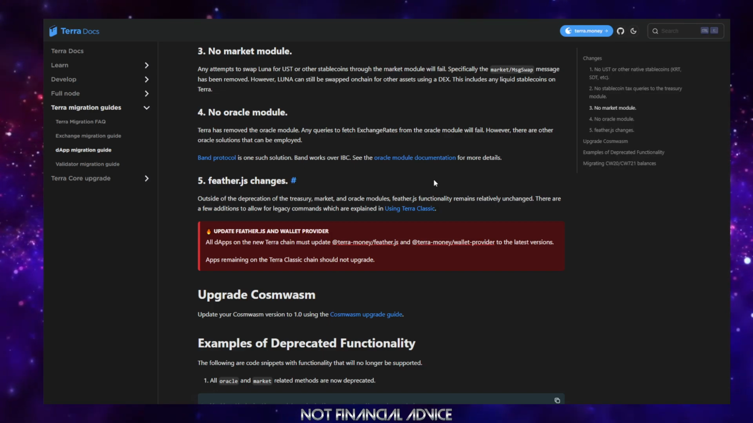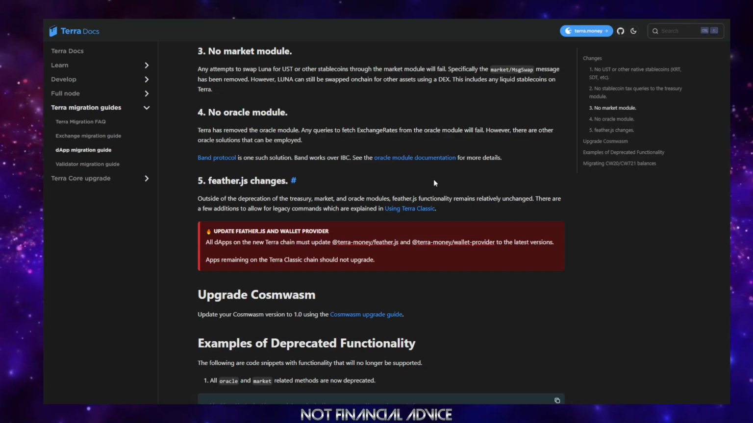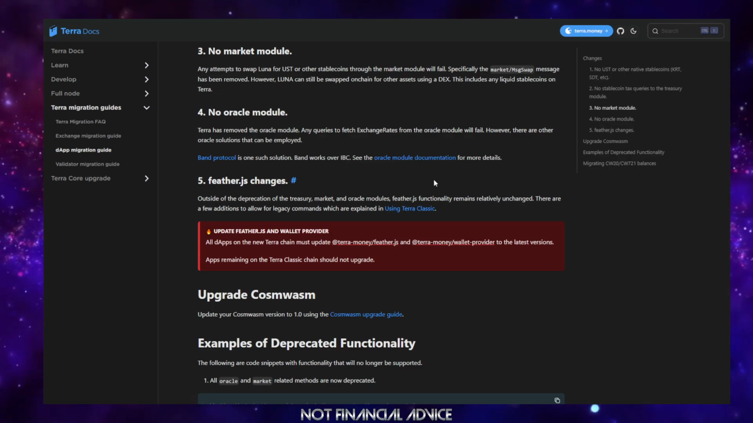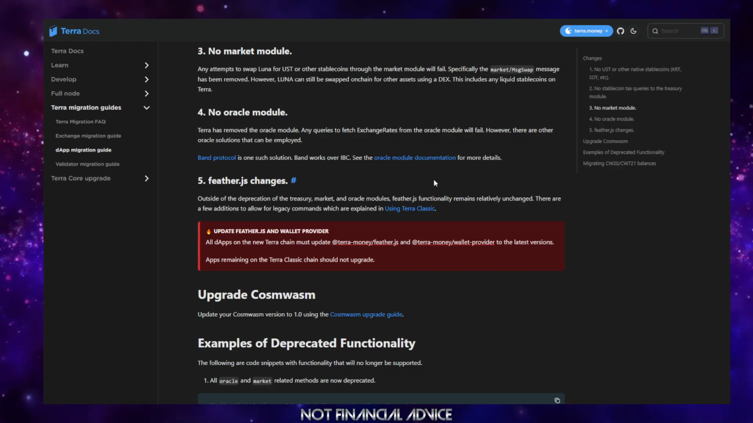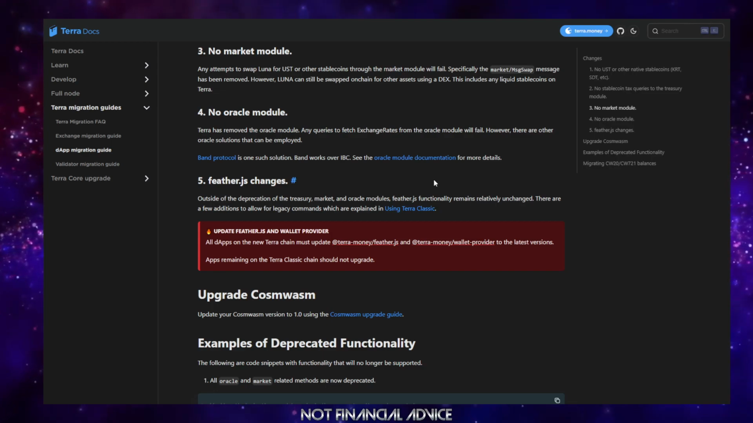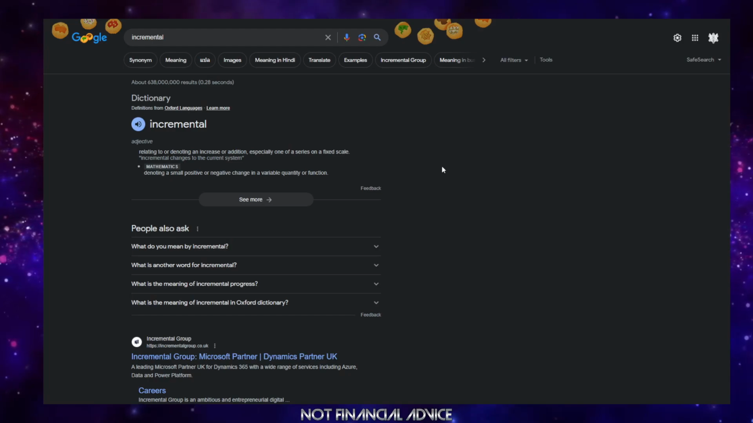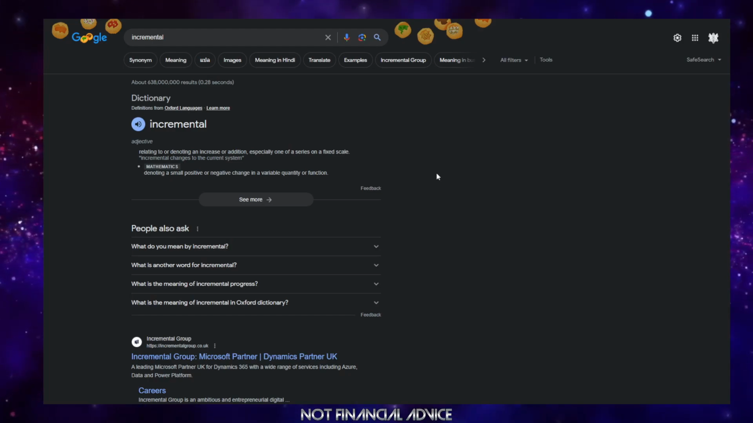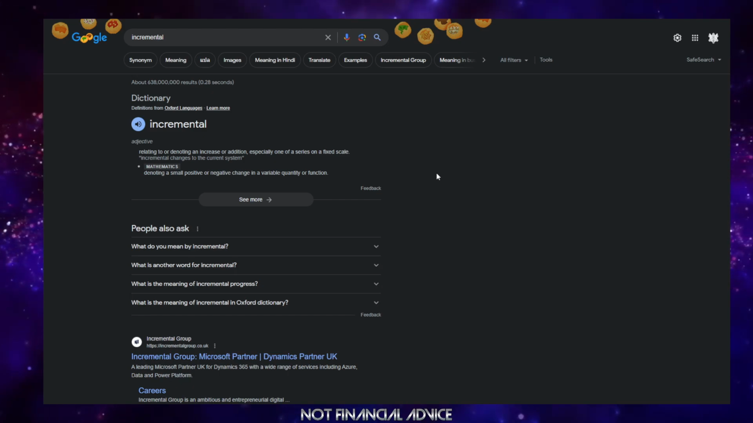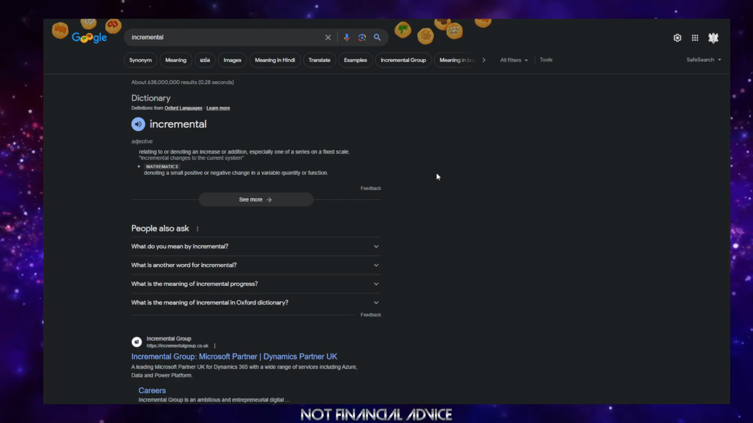If we turn this thing straight back on, right, it's going to go into hyperminting again. What's going to happen? Well, it's going to mint a ton load of Luna Classic in an attempt to try and repeg USTC. And that's not what we want. What we needed to do, we needed to do it in incremental steps. What does that specifically mean? Well, if we look at the word incremental, we look at what it actually means. It's relating to or denoting an increase or addition, especially one of a series on a fixed scale. So for example, we would make it in steps.